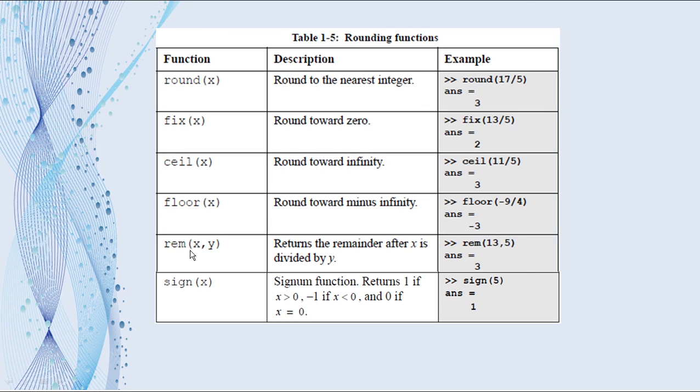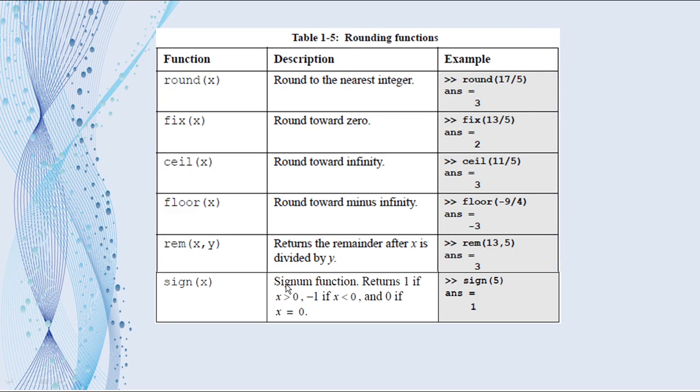REM of x comma y returns the remainder after x is divided by y. So the remainder of 13 comma 5. When you divide 13 by 5, we get 2 times, and the remainder is 3. That's what the answer is.